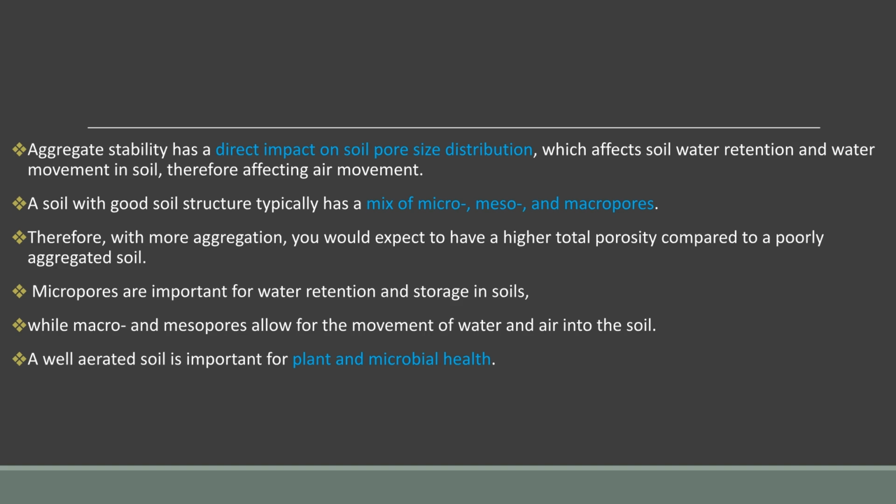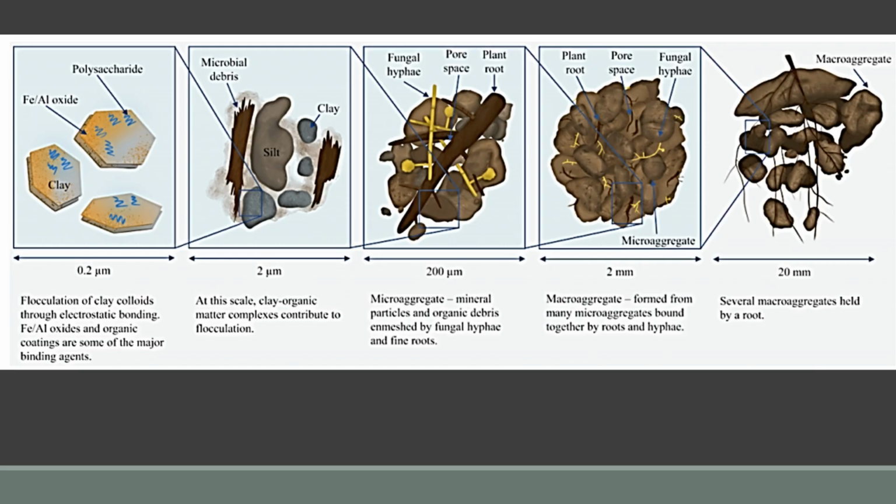Soils with good stability have a mix of micro, meso, and macropores, leading to higher total porosity and better water retention and air movement. A mix of pore sizes is vital for root penetration and microbial health, as oxygen is essential for aerobic organisms. Good aggregate stability increases water infiltration, reducing ponding and improving root access to nutrients.